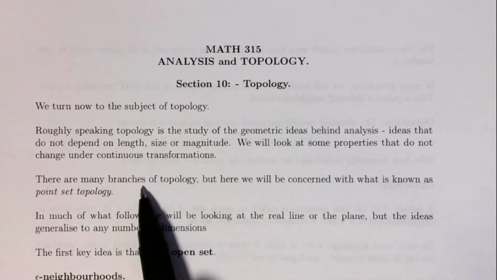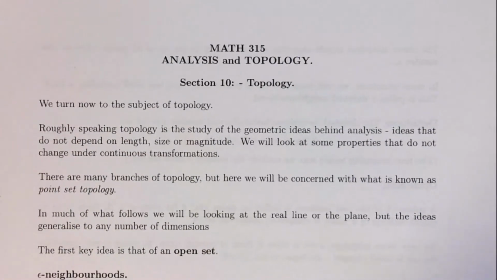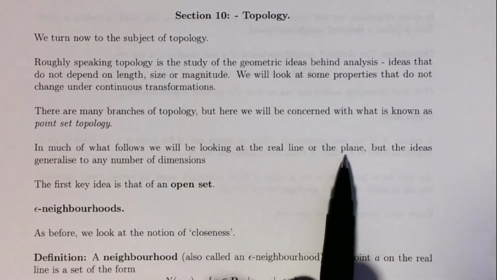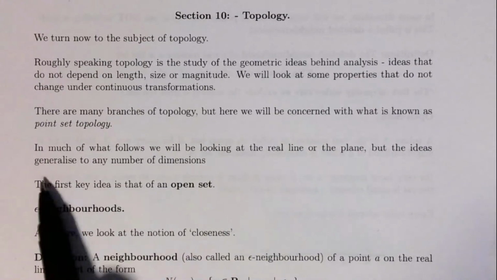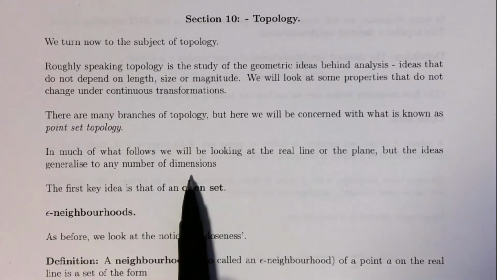There are many branches of topology. You may have come across some of these already. It's combinatorial topology. We're going to be concerned here with what is generally known as point set topology. And this goes back to the early 1900s, in fact. So in much of what follows, we're going to be looking at the real line or the plane. But the idea is we have generalized to any number of dimensions, and in fact we will see later we can abstract the whole thing off to what's called a topological space.